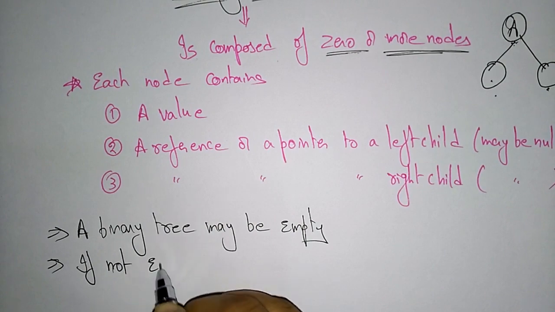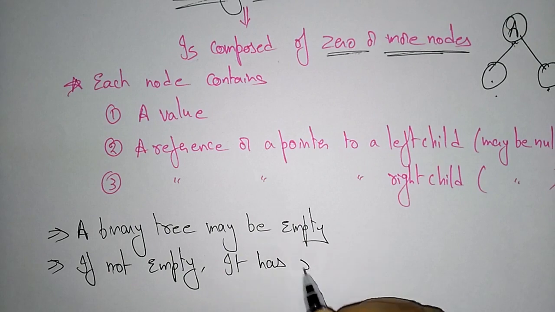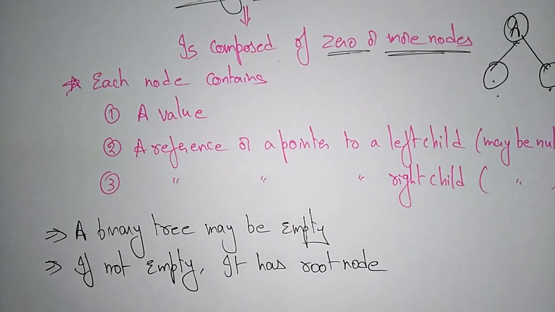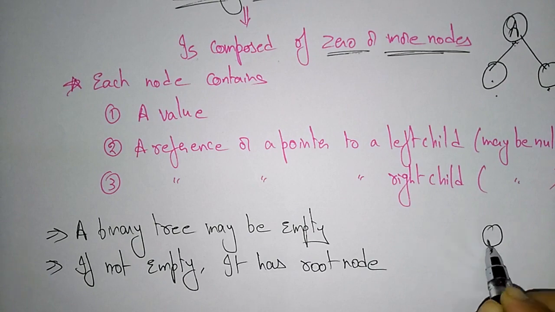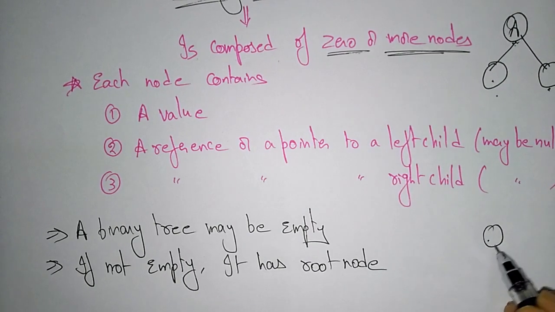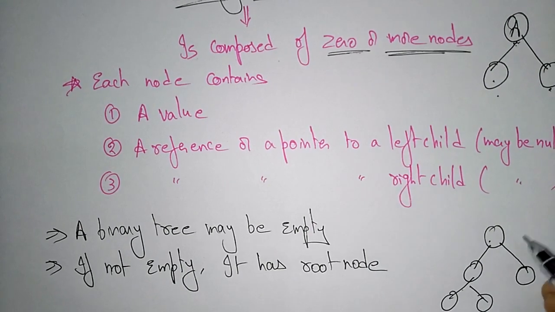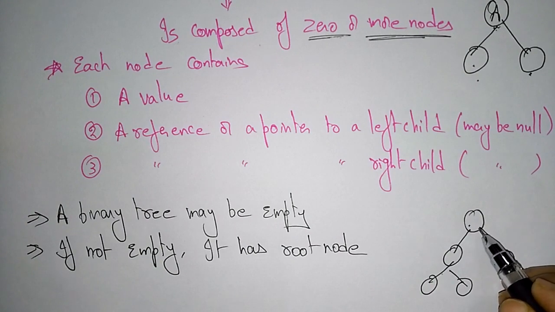If not empty, it has a root node. So what is that root node? Every node in the binary tree is reachable from the root node by a unique path. So whatever node you have taken, that is every node in the binary tree, has to be reachable from the root node by a unique path.